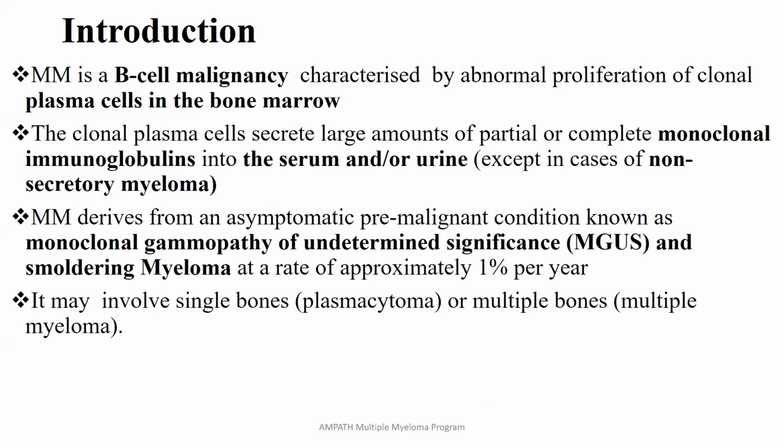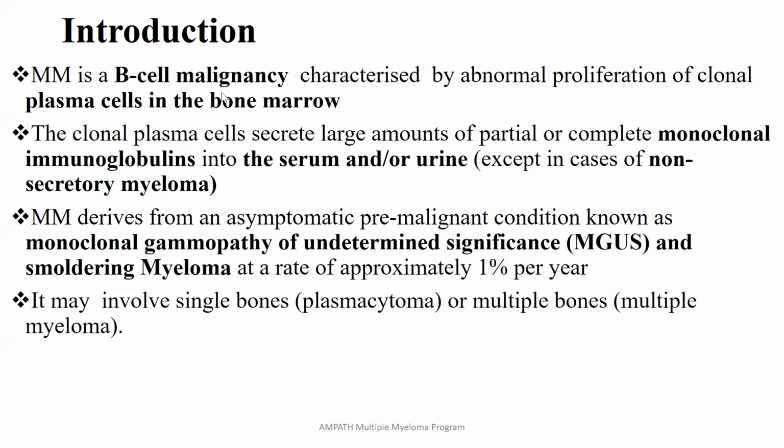Also, the levels of proteins are more than 3 grams per liter, but there's still absence of end organ damage. Why this is important is that there's an approximate rate of this transitioning to a full-blown multiple myeloma, about 1% per year. And there are even interventions that have gone to make a decision whether there should be intervention at that level.